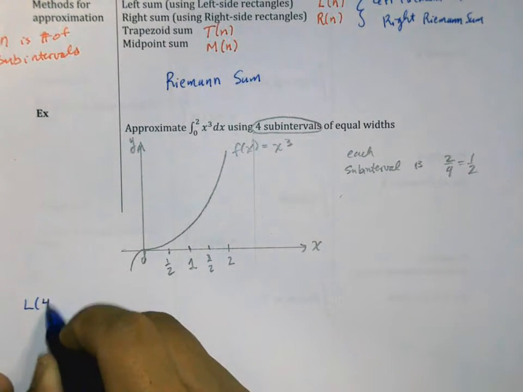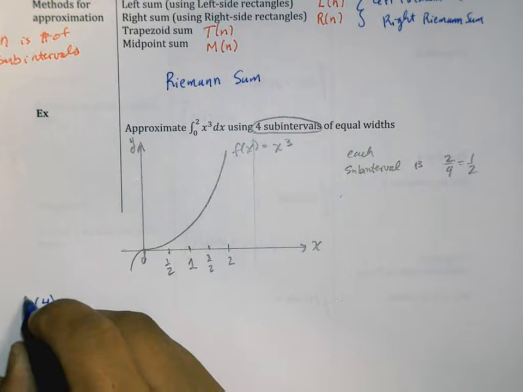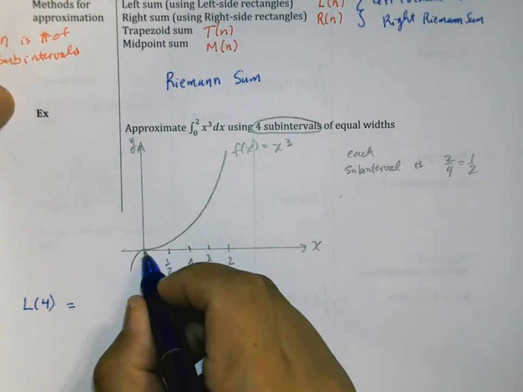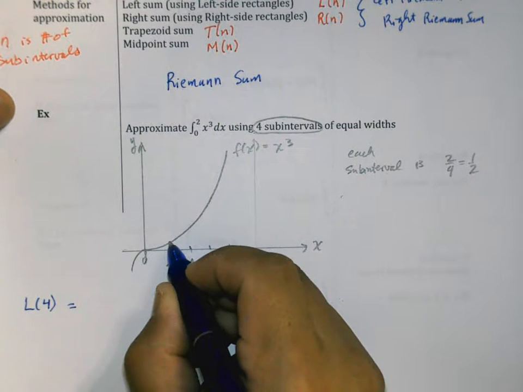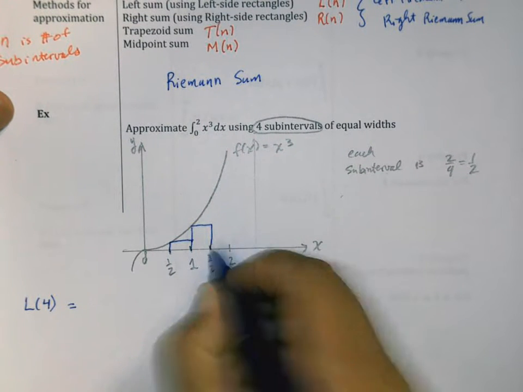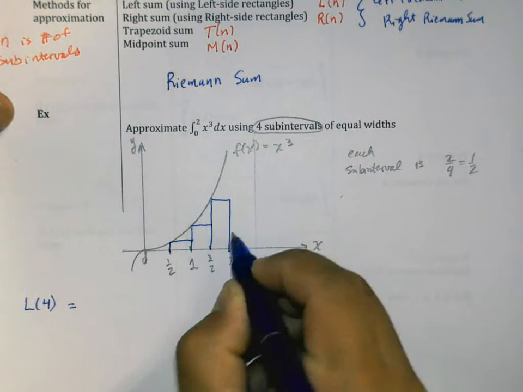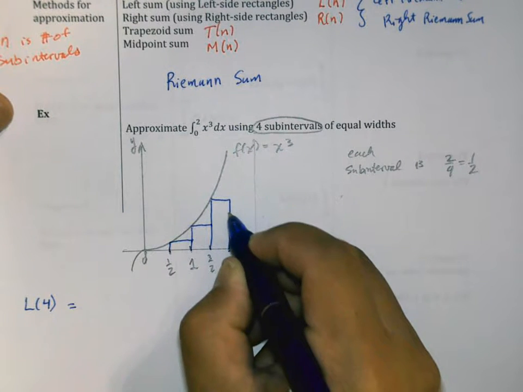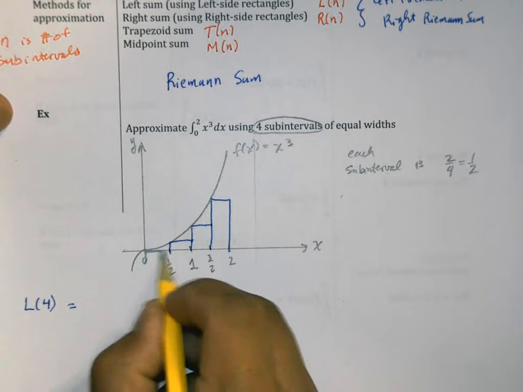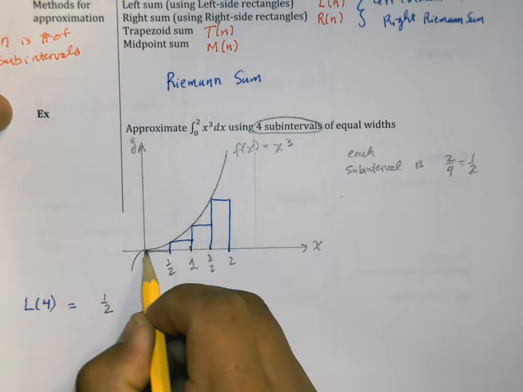So L of 4 here is equal to, and since we're using the left sum, we're going to use the left side value. So we're going to use the area of these blue rectangles here. And you can see that in this case we're going to ignore the very far right extreme here. So this is how we can list it out. Each of these rectangles has a base of 1/2. Now the first one actually has a height of 0.